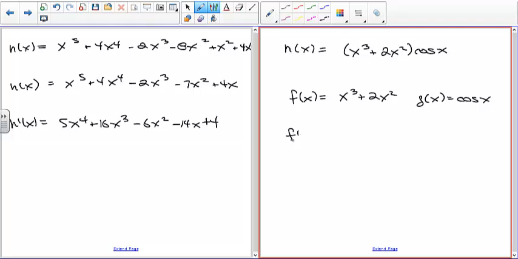F prime of x is 3x squared plus 6x, and no, 4x. 3x squared plus 4x. Okay. G prime of x. The derivative of the cosine is negative the sine. So the product rule says you take that times that.